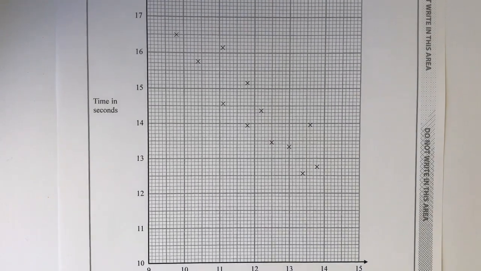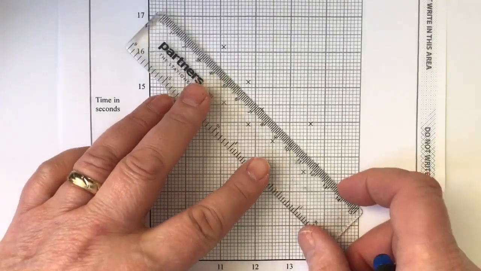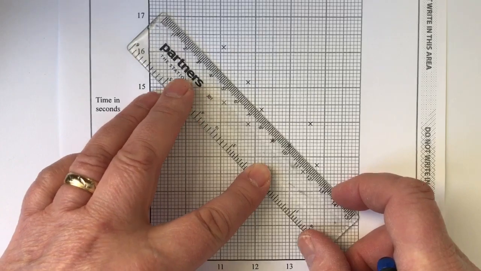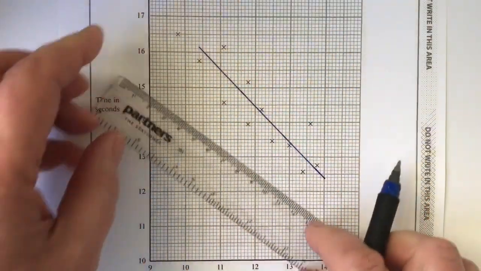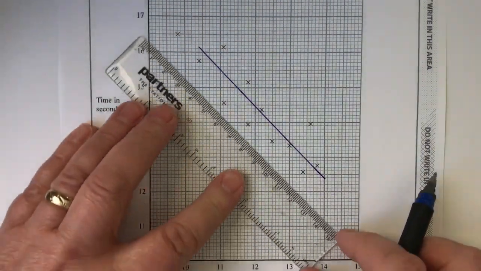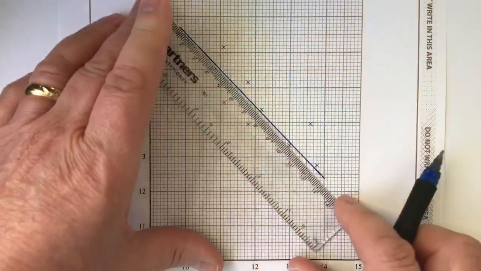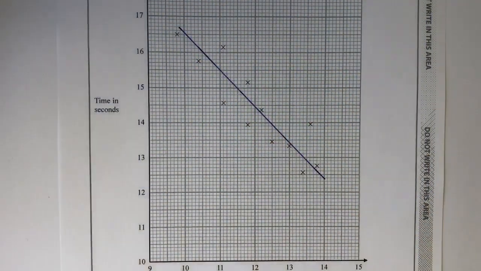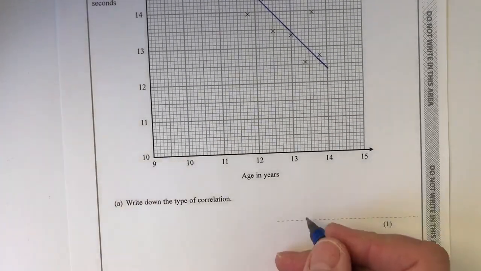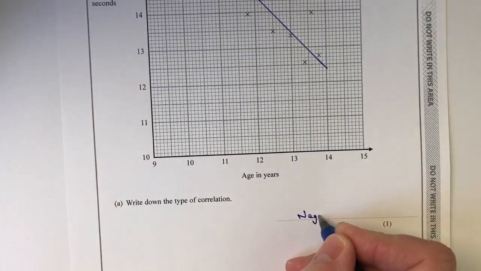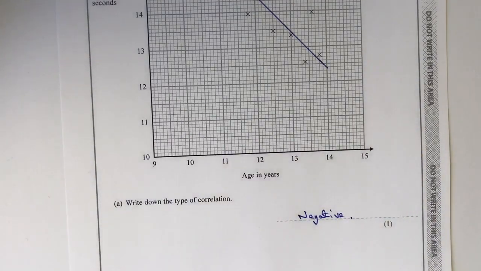Well, generally with scattergraphs it's always a good idea just to draw in a line of best fit. Hopefully I'll be able to do this okay on the video. And there we go, there's my line of best fit. Oh, I missed that bit up there, so I'll just move that up a little bit. There we go, got a line of best fit in there. And it says write down the type of correlation. Well, it's actually a negative one, and that would be okay for that 1 mark.